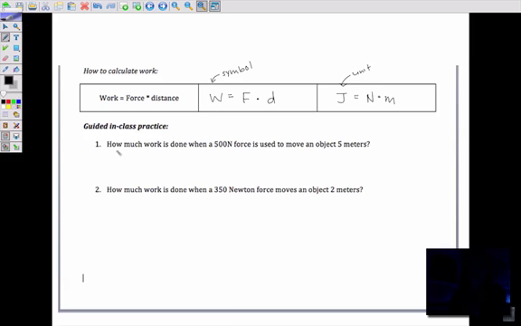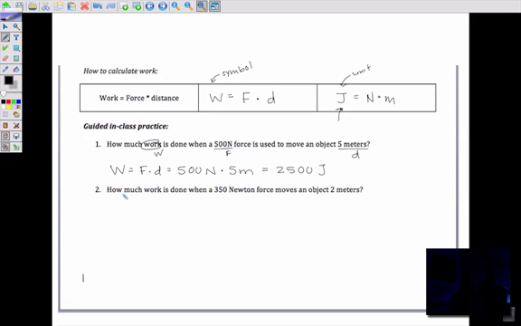In our first guided problem, it says how much work, so we're looking for work, is done when a 500 Newton force, so 500 newtons is our force, is used to move an object 5 meters. Meters is our unit of distance. So we're going to need to show our work, no pun intended. So work is equal to force times distance. So 500 newtons times 5 meters is equal to 2,500, and our unit for work is the joule.